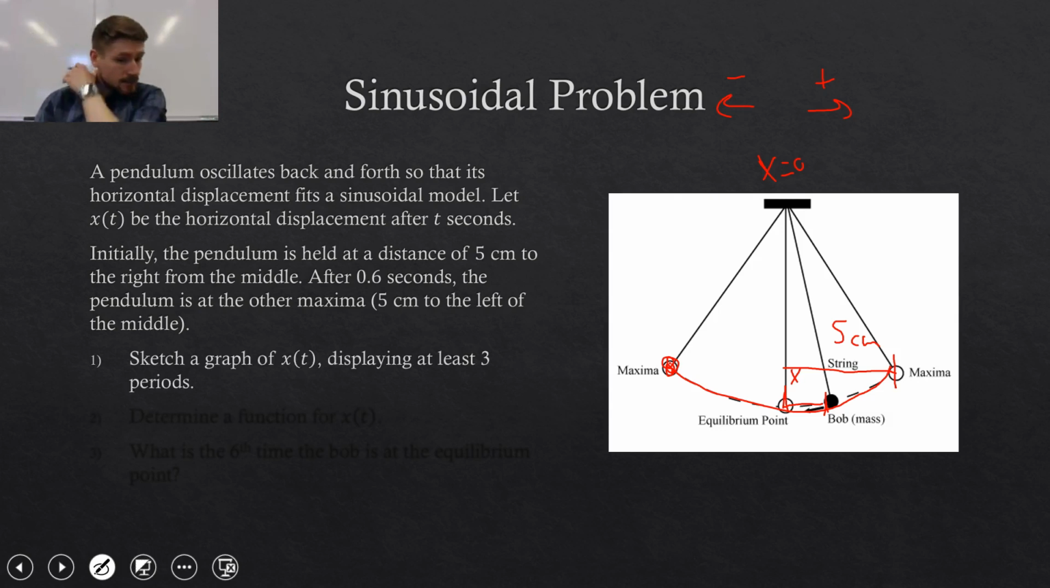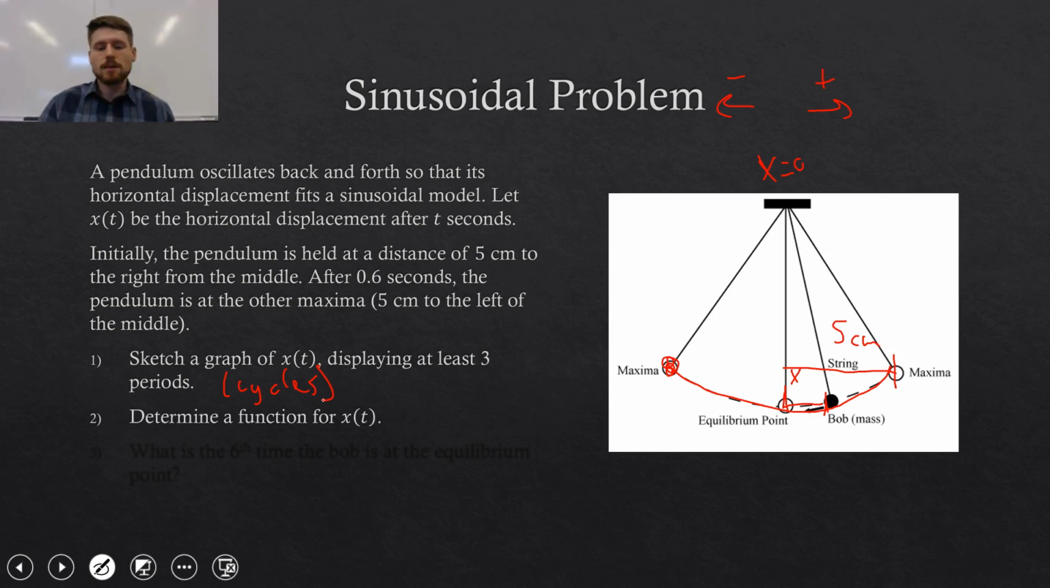So our 3 tasks are to sketch a graph, and even if this problem didn't ask us to come up with a graph, that's where I'd begin anyway. So I want to sketch a graph displaying at least 3 periods or 3 cycles. A complete cycle means back to the rightmost maxima.